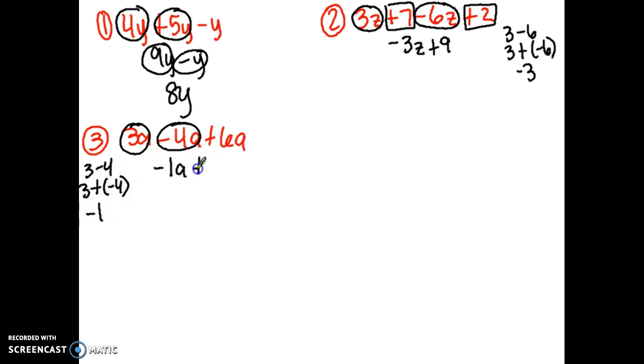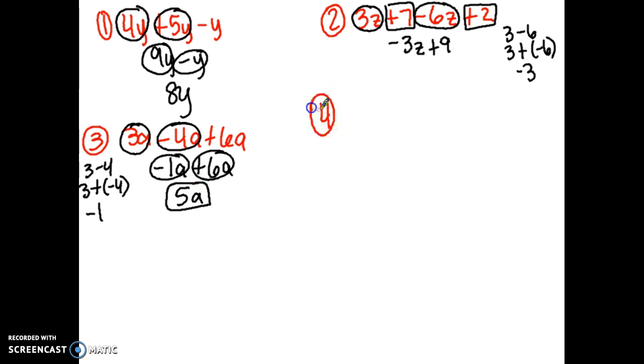Negative 1a plus 6a. Again, these terms are like terms, so I'm going to combine them. My signs are different, so I subtract. 6 minus 1 is 5. The bigger number is positive, so my answer is positive 5a.